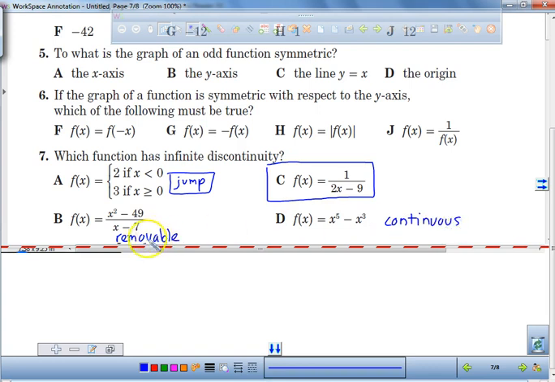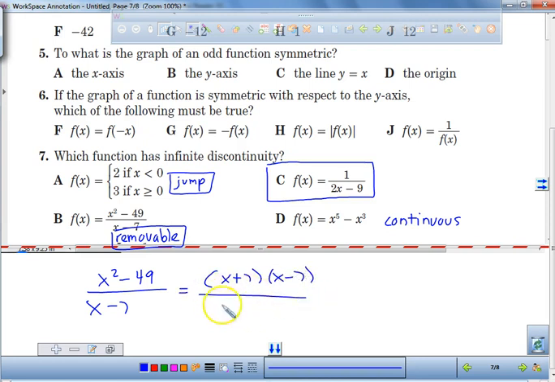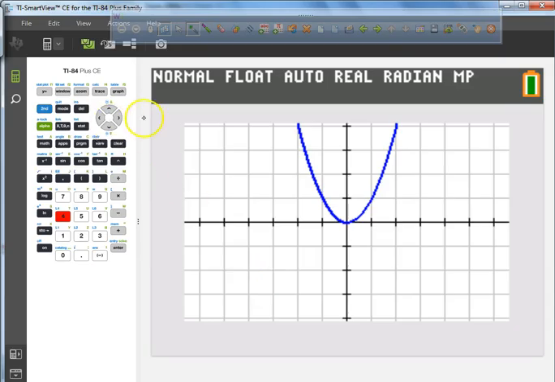So if you wrote down these three answers, this would be removable. And I'll explain why it's removable. This is x squared minus 49 over x minus 7. Just so you know, this factors to x plus 7 and x minus 7. And guess what happens to these x minus 7s? They cancel out. Whenever they cancel out, that's what's called removable discontinuity. All right? So we're just going to go ahead and graph C so you guys can see it.